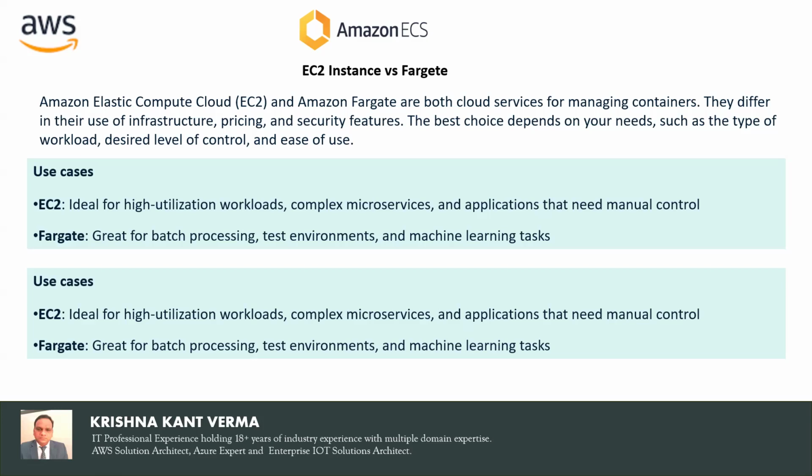I think this point has been duplicated here, so let us skip it. This point we got right: if we need manual access to the underlying resources, we should select the EC2 launch type. And if we don't need manual or SSH access to the underlying resources, for jobs that run more in the background, we can go for Fargate, which is the best option for that.